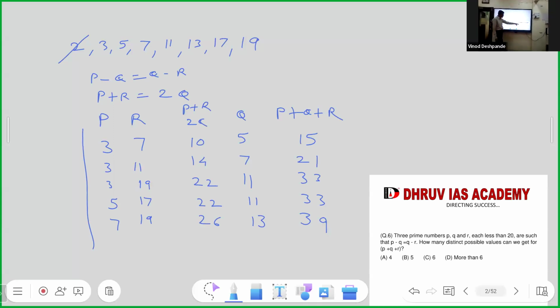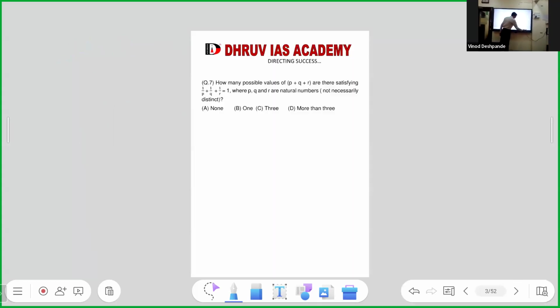But if you read the question carefully, how many distinct possible values can we get of P plus Q plus R? So here I have made this P plus Q plus R. See here, it is twice appearing. 33 is twice. Though the combinations are 5, the distinct values of P plus Q plus R are only 4: 15, 21, 33 and 39. Therefore, the answer will be A. If they just ask what are the different possible combinations of PQR, then it would have been 5 different combinations. But the distinct values of P plus Q plus R will be only 4. So this is the answer. So option is A. Let us move to the next question.